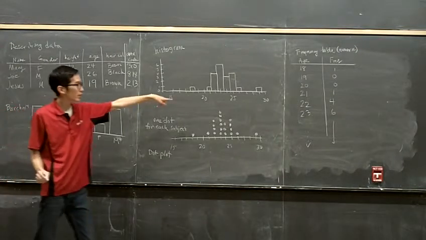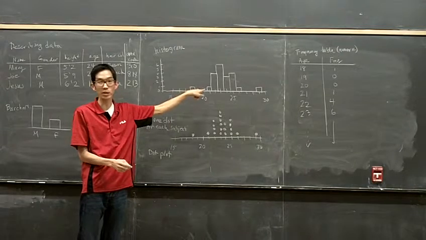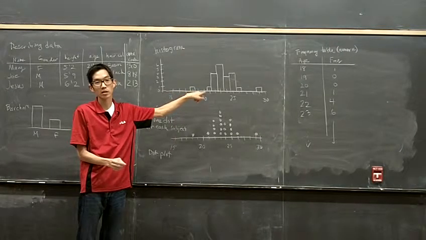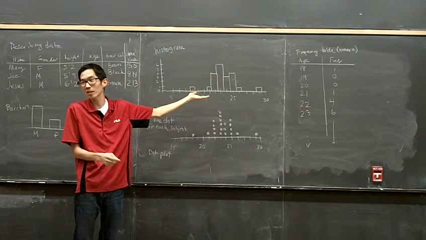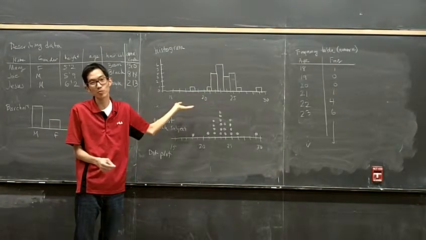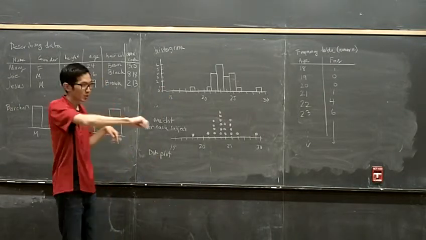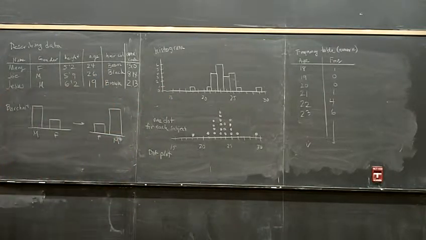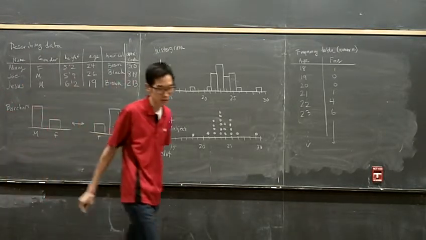Over here, I cannot rearrange the bars. Why not? Because the bars are attached to the number line. We can't say 23 comes before 20. The number line is fixed, so we can't do that. These two are equally valid, but here the order of the bars is set.